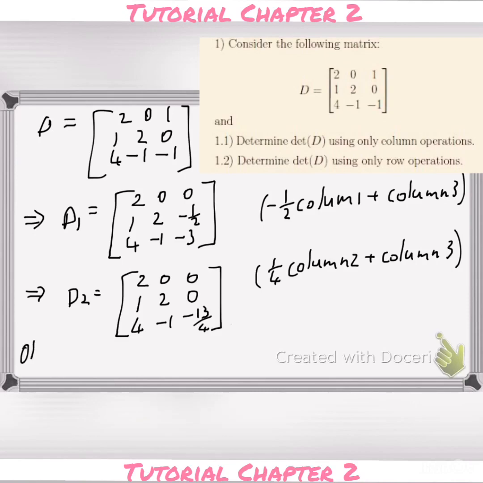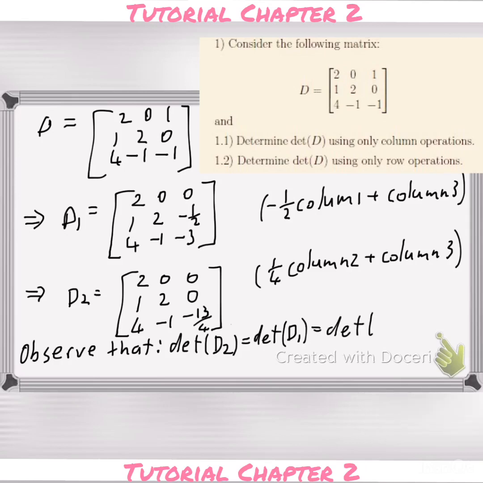Okay, and observe that the determinant of D2 is going to be equal to the determinant of D1, and that's going to be equal to the determinant of D. And why is that? Because remember the rule that we did in section 2.2 says that if you take a multiple of one column and you add it to another column, then the determinant of the new matrix is still the same as the determinant of the old matrix.